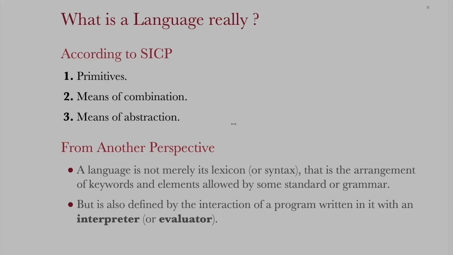The means of abstraction are the means of taking this compound object that we created out of combining primitives, and then encapsulating it and abstracting it in a way such that we can use it as if it was a primitive. This, of course, reduces our cognitive load. We no longer need to think about the internals of this compound object. We just use it as is.